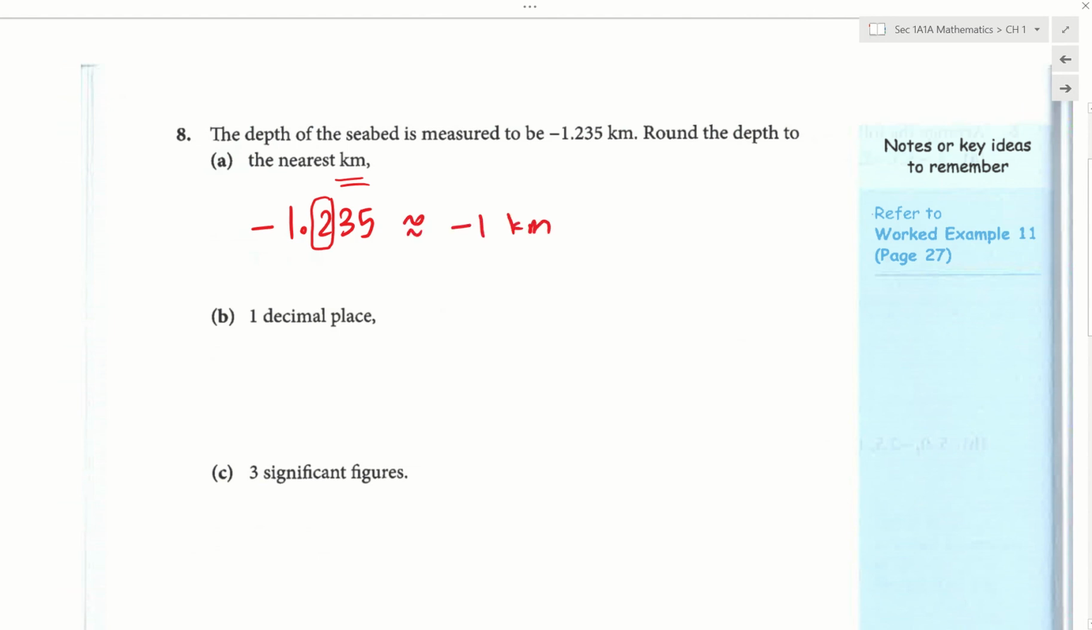Next question. Copy down the same number. One decimal place. Circle the 3. Do I need to draw an arrow? No need. Round it off. Negative 1.2 km.